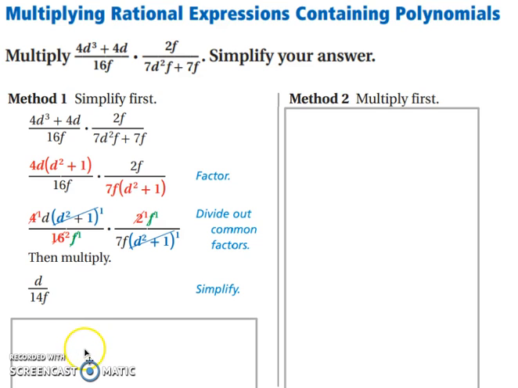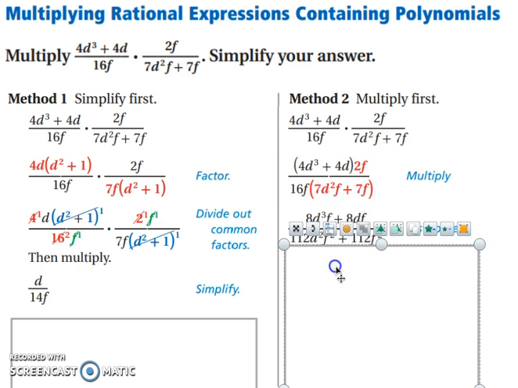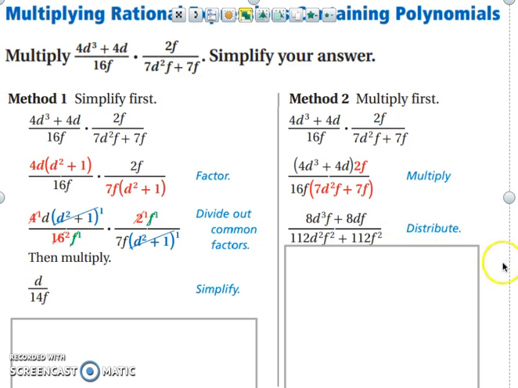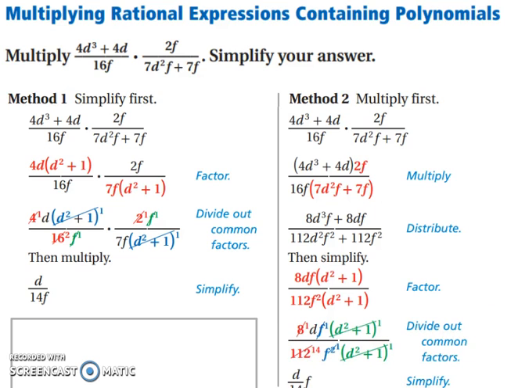Well, what about method 2? You could multiply first. If we're going to multiply first, remember we want to distribute our monomial across our binomials. So when we do that, we end up with that lovely piece of work. From there, you can divide out your common factors, and in the end, you still end up with d over 14 times f.